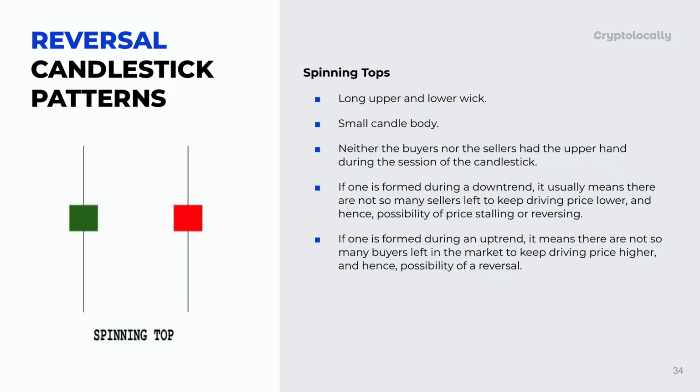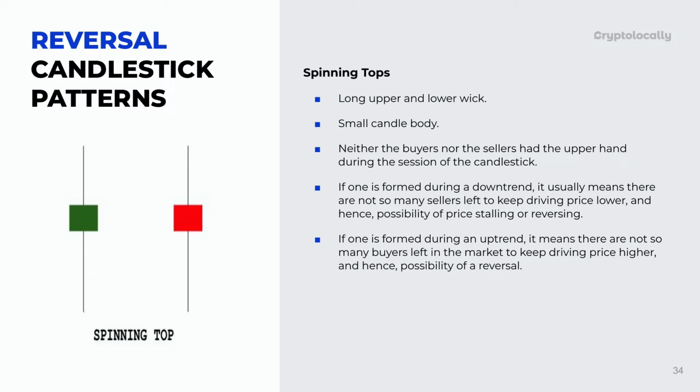By the time you see them at support or resistance, remember, resistance is always above the price and support is always below the price. So when you see these candlestick patterns, it means that the trend is about to change. So if you have been having the downtrend, it means we're about to have a change of trend, which is uptrend. And if we have been having an uptrend, if we see these candlesticks, that means we're about to start having a downtrend. So the first one we're going to be talking about are spinning tops.